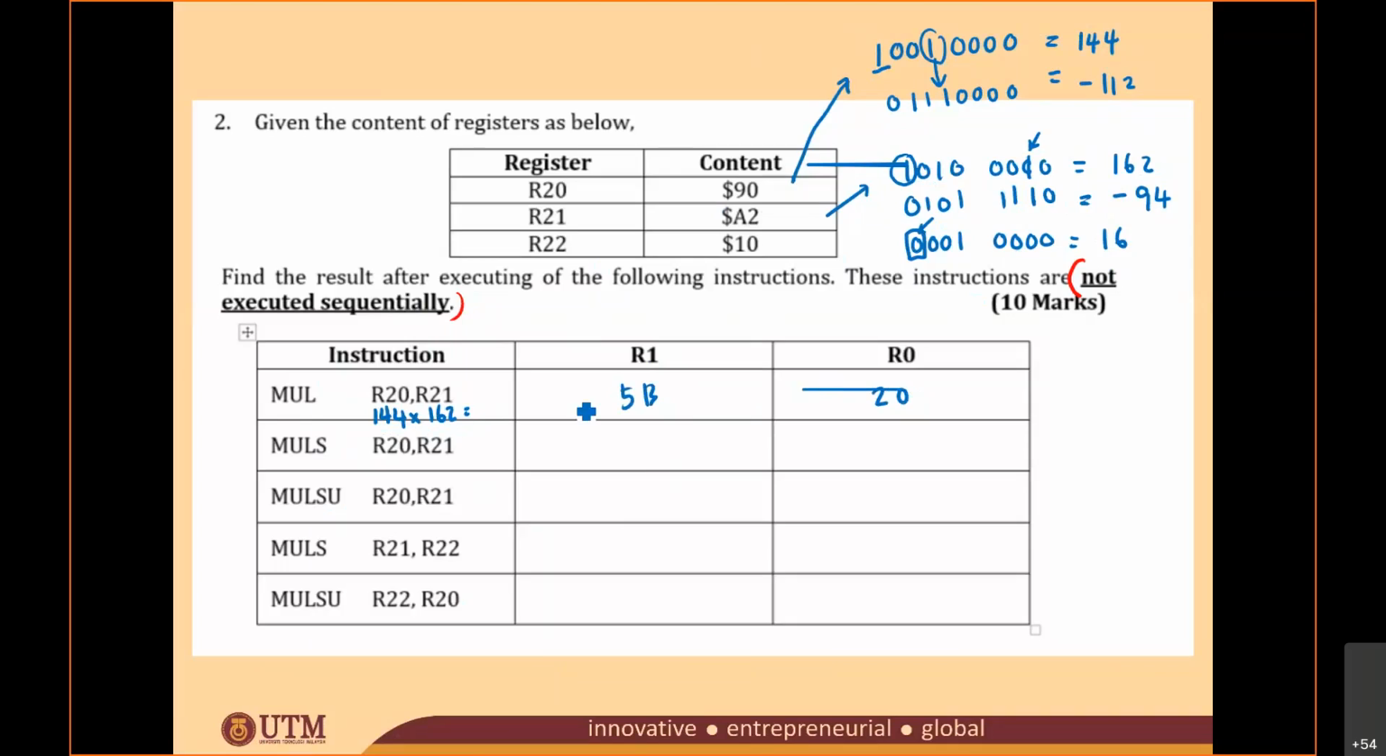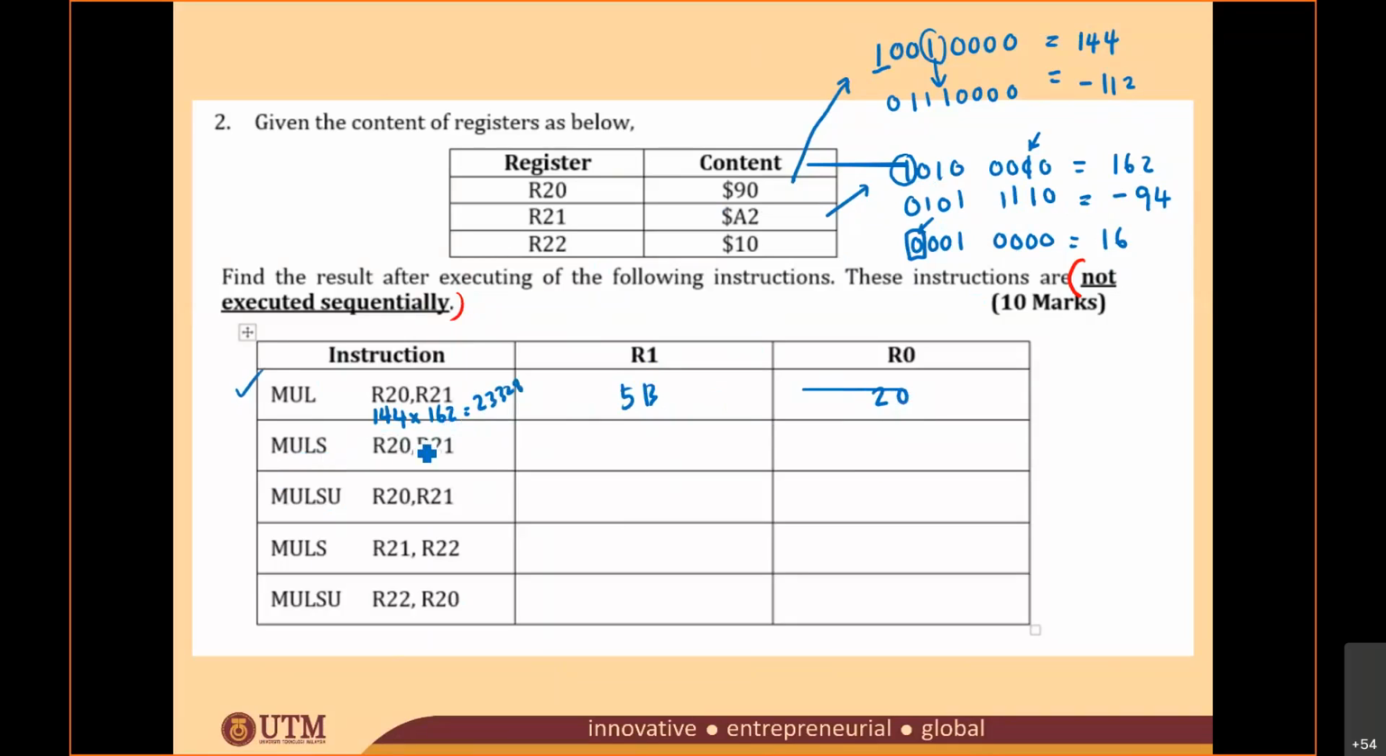5B20. Okay, you will get 23328. Convert to what we call hexadecimal, you will get 5B20. Okay, all of you get this answer, yeah? Okay, the first one is straightforward. Okay, what about the second one?